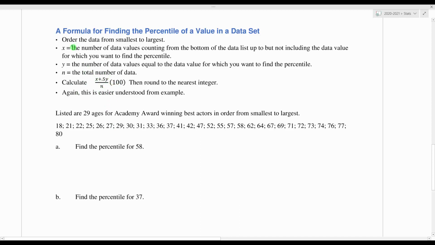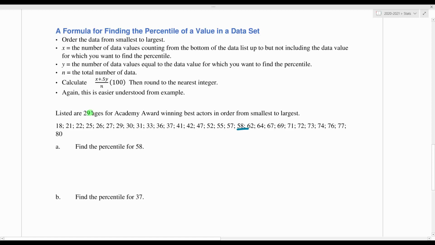We're going to do this calculation, and up here I kind of explain what each piece of the formula is. So this X value that we see in our formula here is the number of data values counting from the bottom of the data list up to but not including the data value for which you want to find the percentile. So for instance, if I'm looking at 58, 58 is located here. I would count up how many pieces of data came before the 58. That would be X. And then Y is the number of times the data value repeats itself, so it's the number of data values equal to the data value that you're given. If I'm looking at this one, 58 only occurs once, so that means Y would be 1.